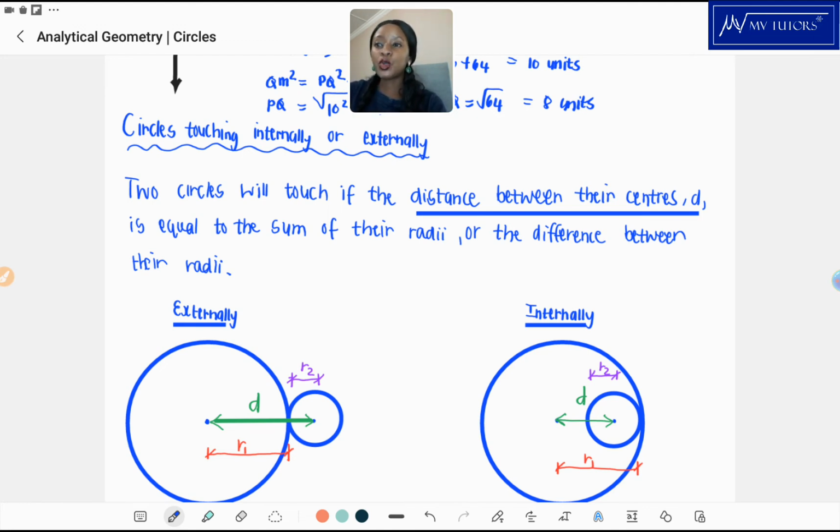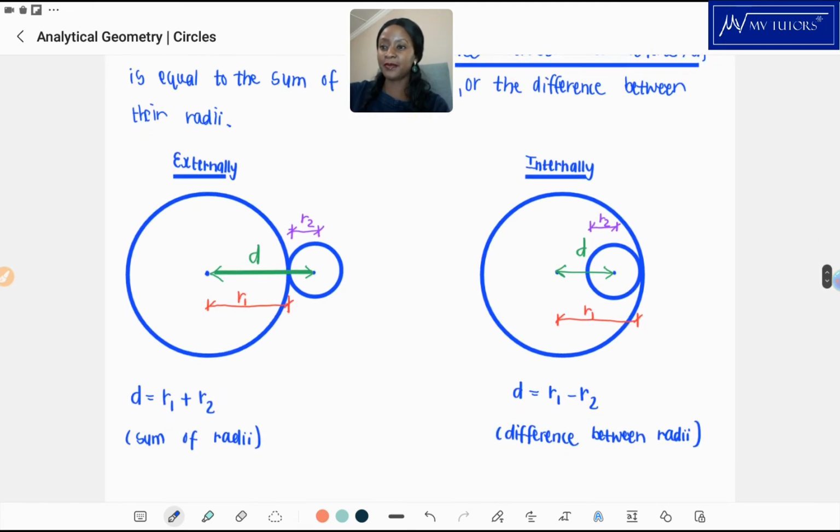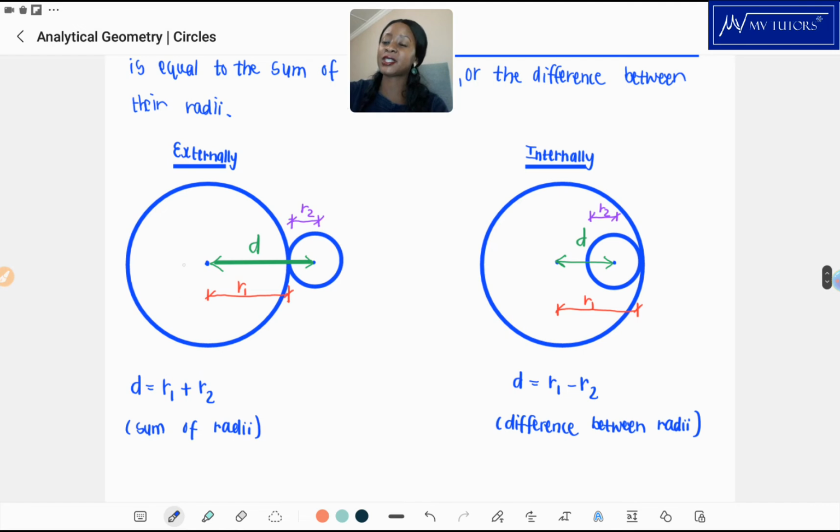Now, what do you do when circles are touching internally or externally? Two circles will touch if the distance between their centers, which is D, is equal to the sum of their radii, or the difference between their radii. If they touch externally, we see here this would be circle 1, and that is circle 2.